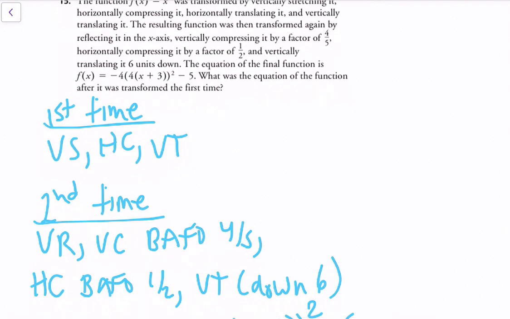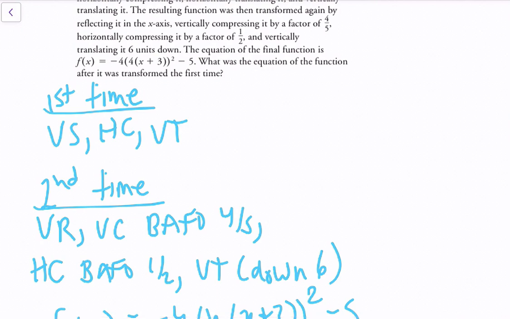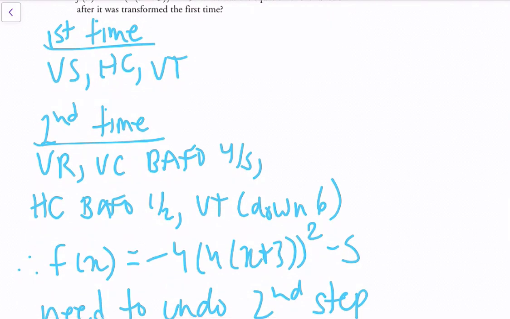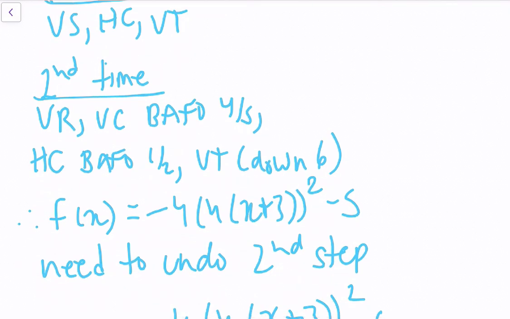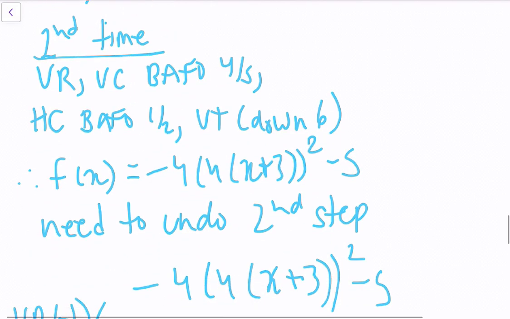So what I did is I first wrote down the transformations that were made the first and second time. The first time there was a vertical stretch, a horizontal compression, and a vertical translation. You'll notice they weren't specific with the translation or the compression or the stretch, like the amounts of each. They weren't specific because we don't actually need that information to answer the question. All we need to do is undo what was done the second time around that they transformed the function. And they gave us the details on how they transformed it the second time around.